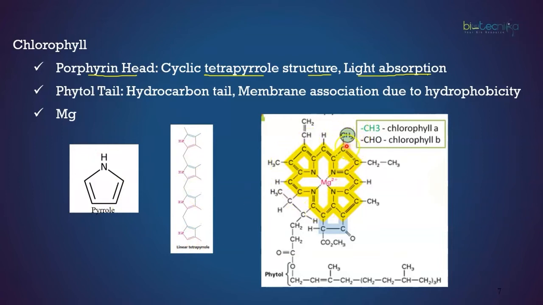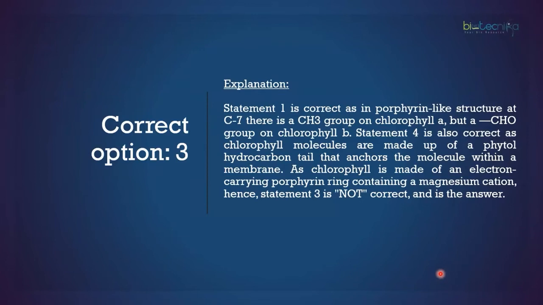If an R group is present, a methyl group, then it is chlorophyll A. If an aldehyde group is present, it is chlorophyll B. And whether it is chlorophyll A or chlorophyll B, they definitely have a magnesium ion. So the statement goes wrong in the third one. And this phytol chain is hydrophobic in nature, so they are embedded in the thylakoid membrane because of its hydrophobic nature. So the correct answer for this question is option number 3.